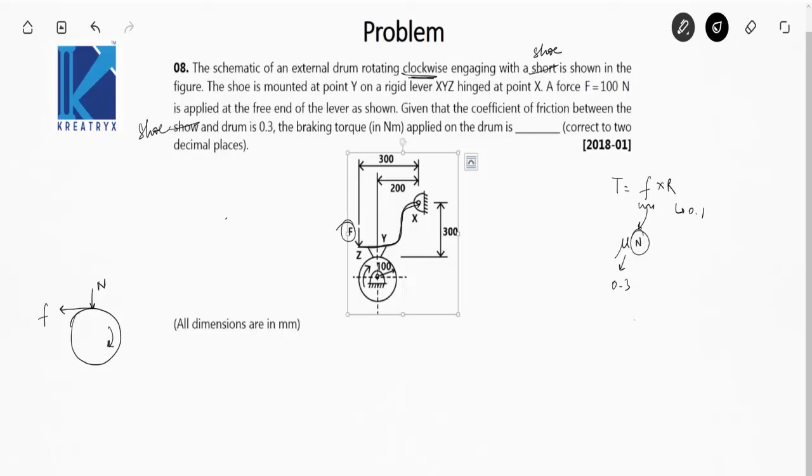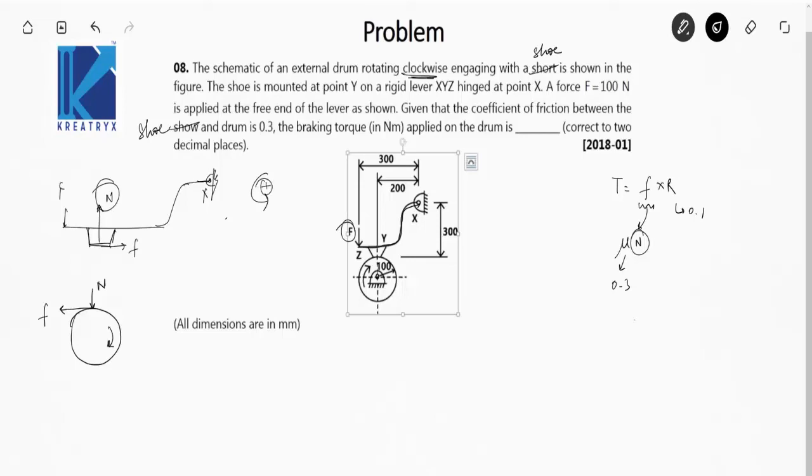I have explained this FBD in the previous questions, and the FBD of the brake shoe and the lever will be there. This is the effort in this direction, this will be the friction force, and the normal reaction will be in the upward direction. All you have to do is write the moment equation about this hinged point X, and you will get the normal reaction. Let's write the equation by taking the moment due to a force in anti-clockwise direction as positive.